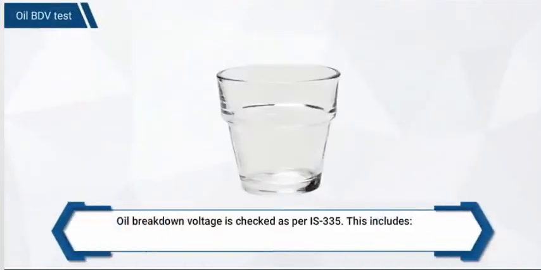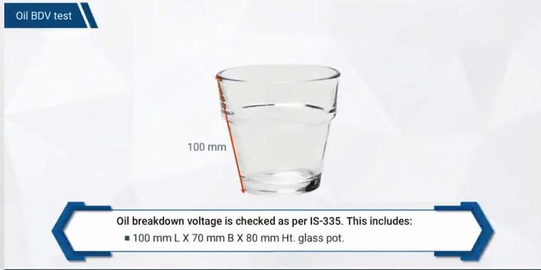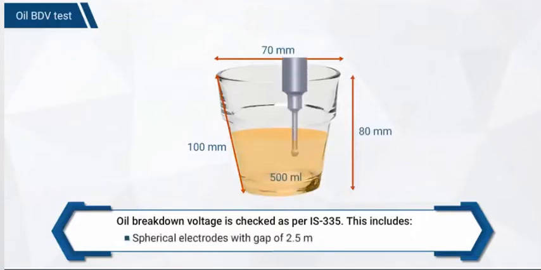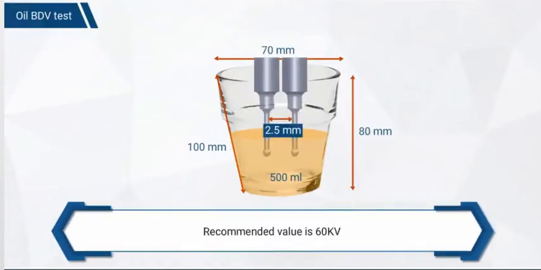Oil breakdown voltage is checked as per IS-335. This includes a 100 mm length into 70 mm breadth into 80 mm height glass pot, 500 ml oil sample, spherical electrodes with gap of 2.5 mm. Recommended value is 60 kV.